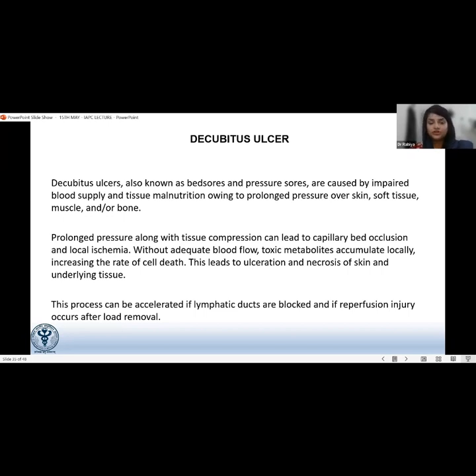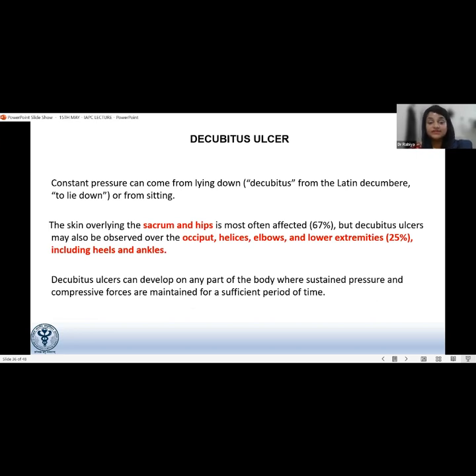Whenever there is prolonged pressure, there is inadequate blood flow, toxic metabolites accumulate, and this leads to ulceration and necrosis of the skin and underlying tissue. This process can be accelerated if the lymphatic ducts are also blocked and if reperfusion injury occurs after load removal. Constant pressure can come from lying down. Decubitus itself comes from the Latin decumbere, to lie down, or from sitting.